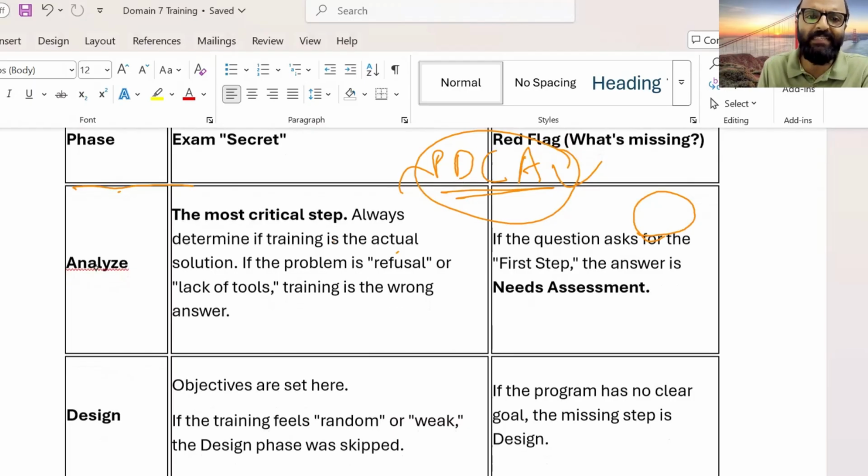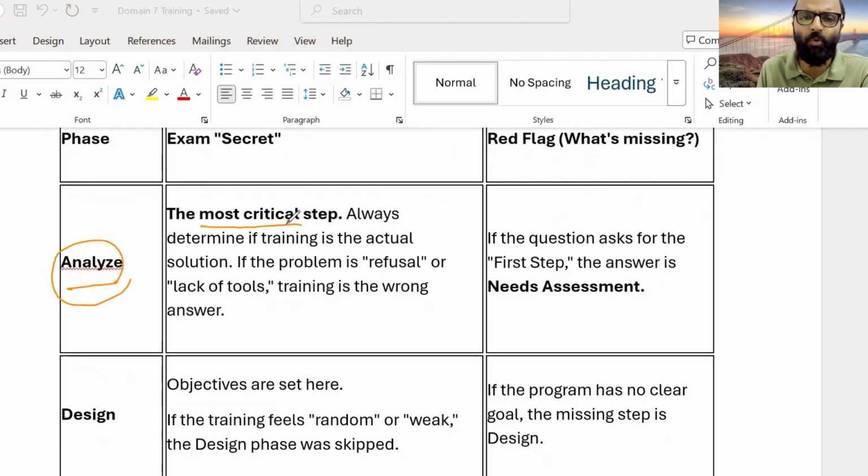So the first one is analyze. Analyze is the most critical step. Most of the questions come from this section, which is our need assessment. Already in the first lecture, we discussed what need assessment is, when we have to do it, and a couple of questions also. If you have not gone through that and are coming directly to this video, first go through that also. That will be beneficial for you.